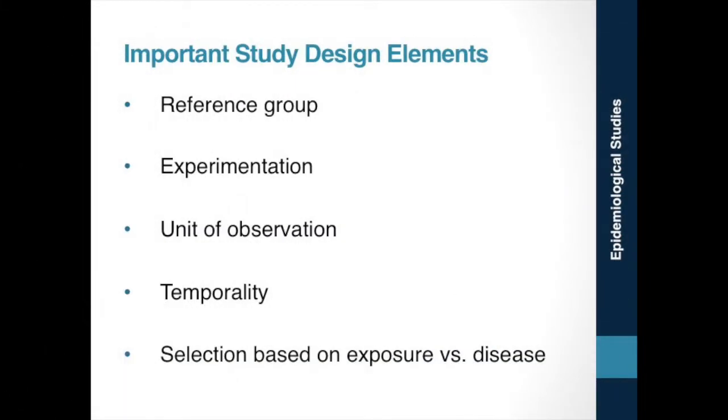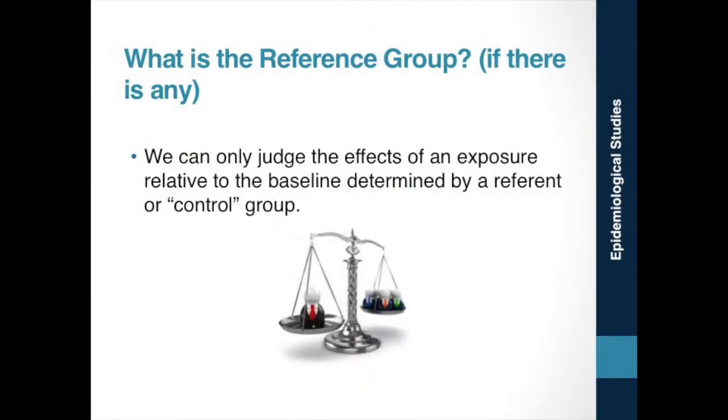Epidemiological research encompasses several types of study designs. Each of them represents a different way of harvesting information on certain characteristics: the use of a reference group, experimentation, the unit of observation, the temporal sequence of the study, and whether the selection of the design is based on exposure or disease status. Let's take a closer look at these elements. A reference group helps as a point of comparison to judge the effects of an exposure. As we will see, epidemiological studies might or might not have reference groups.